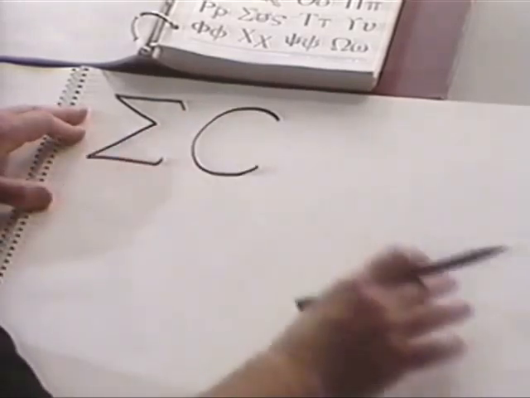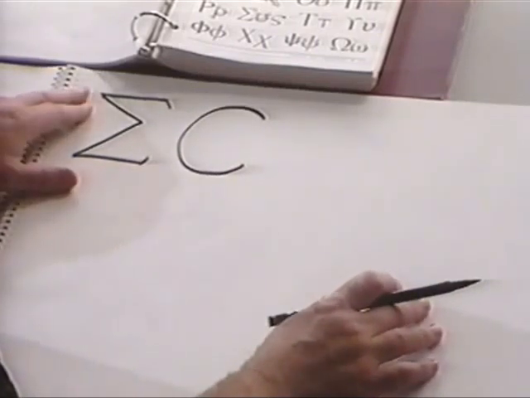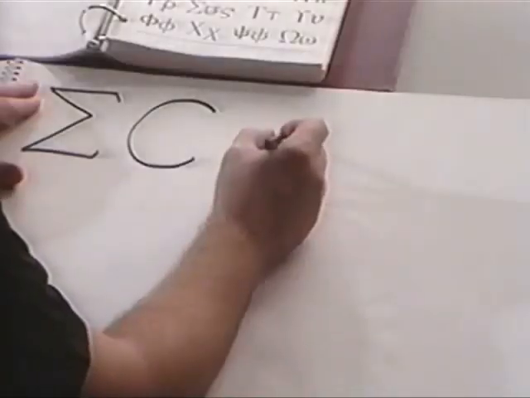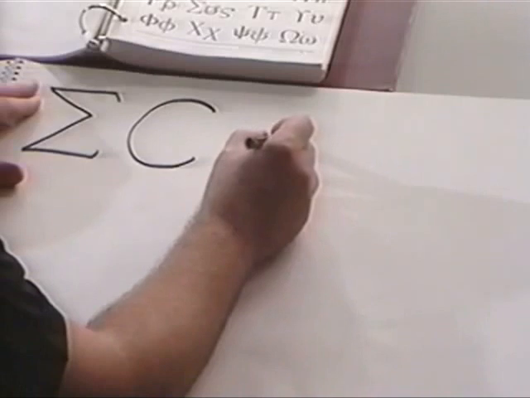Either way, the lowercase sigma can be written two different ways. The reason for this is that when sigma occurs at the end of a word, it is made differently than when it occurs someplace else in a word. When sigma does not occur at the end of a word, it's made like this.